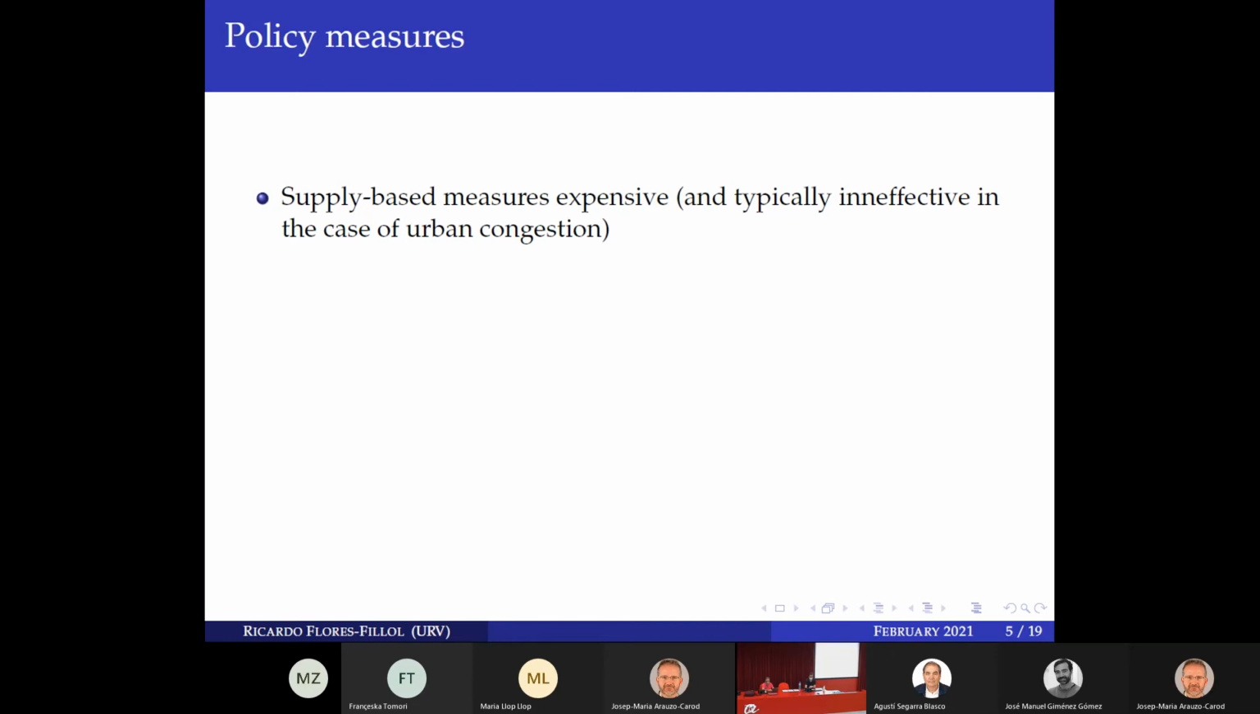In the case of airports, building larger airports can be effective, but it's still very expensive. In the case of airports, it's a bit different, because this can be effective for some period in the sense of mitigating congestion. But still it's extremely expensive. And now we're having a debate about the expansion of the airport of Barcelona.